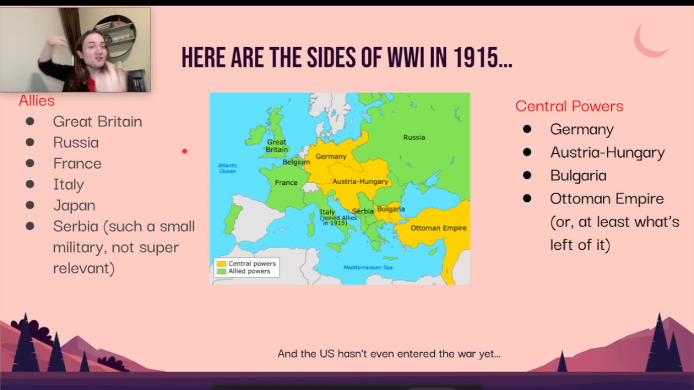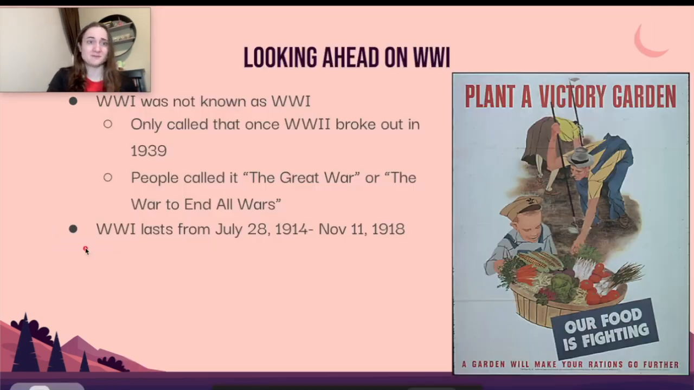So now here are the new sides of World War I by 1915. On the Allies, we have Great Britain, Russia, France, Italy, Japan, and Serbia, which is such a small military that they don't really do anything after starting the war. And then with the Central Powers, we have Germany, Austria-Hungary, Bulgaria, and the Ottoman Empire, or at least what is left of it at that point. And the US hasn't even entered the war yet at this point. So there's even more players coming in pretty soon.